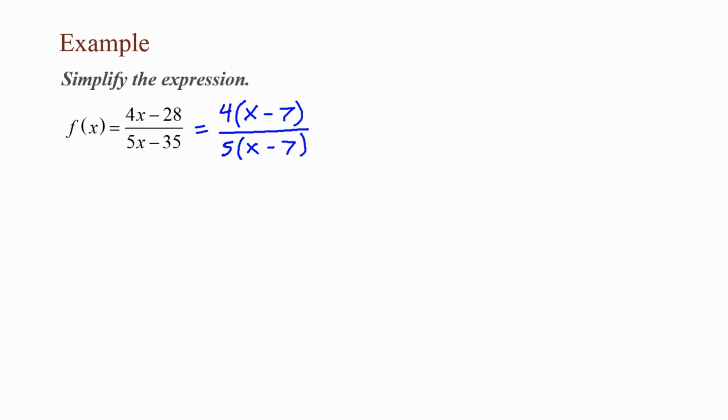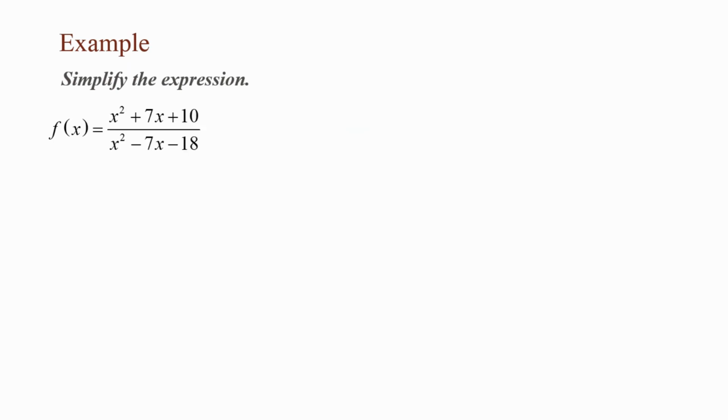In order to cancel a parenthesis, it has to be exactly the same. I have x minus 7 in the numerator, x minus 7 in the denominator, so they can cancel. My final answer is 4/5.